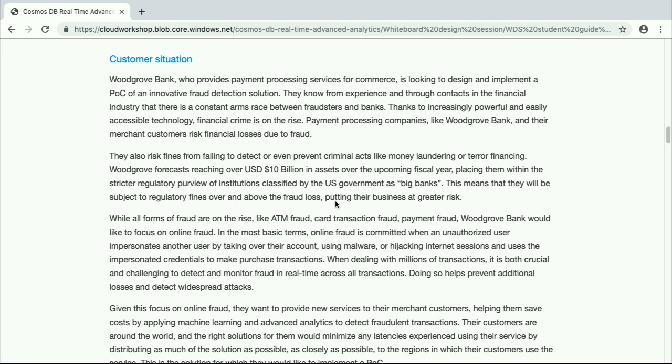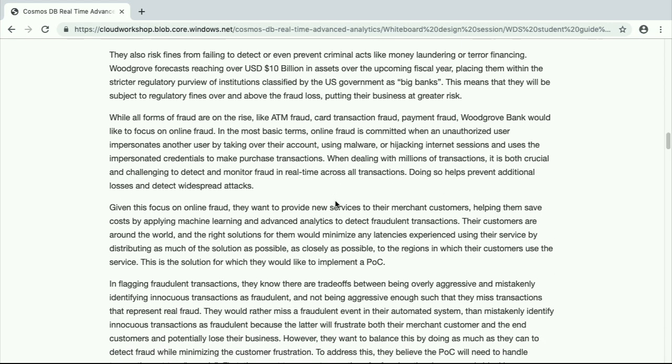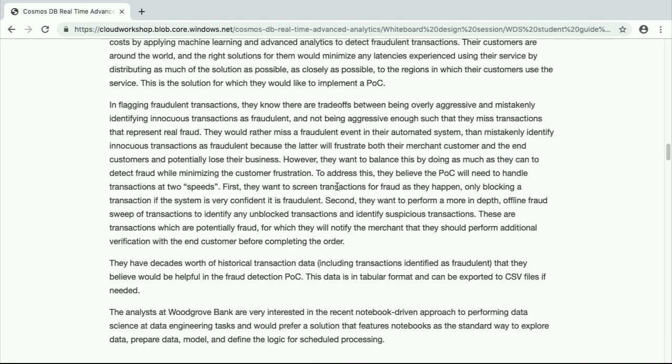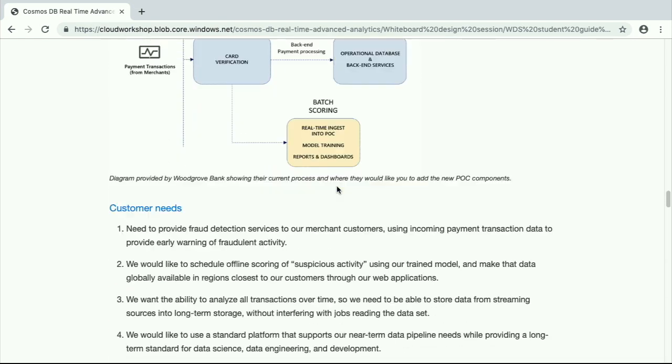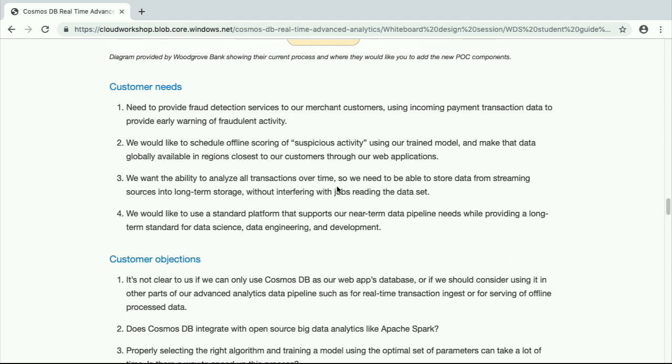So here you have the customer situation in step one. I summarized it for you in the basic gist, but if you want more details, I'll give you 5 minutes. Don't spend too much time, just skim through it. And if anything else, you want to read the customer needs and objections, because that's what you want to keep in mind as you design the solution.